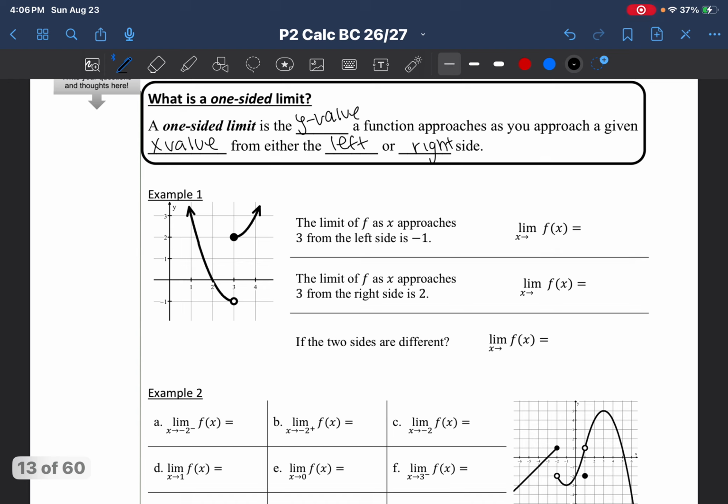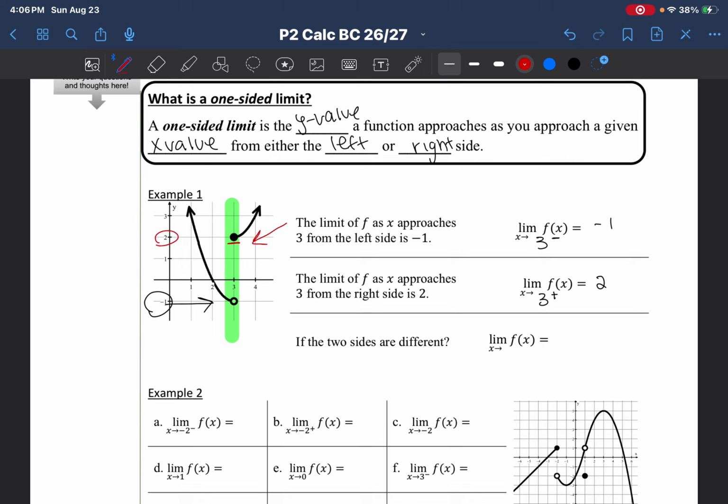It says the limit of f as x approaches 3 from the left side is -1. So it gave us this in a sentence, and it wants us to write it as a statement. As x approaches 3 from the left side, so we write a little minus, is equal to -1. If I look at 3, from the left side, this does approach -1. But if we look at the opposite side, as x approaches 3 from the right, we get 2. Because this is the right side, this is the value, we get 2.